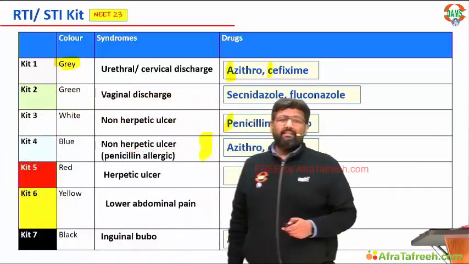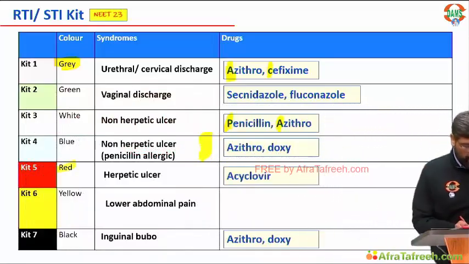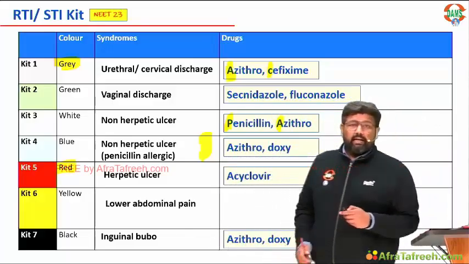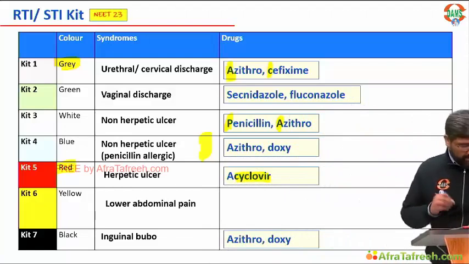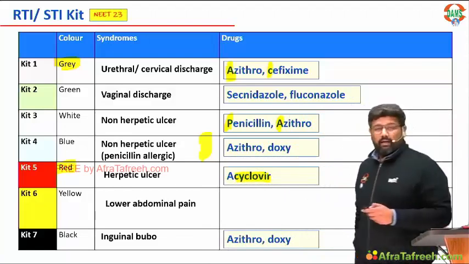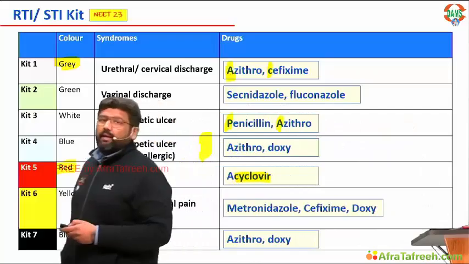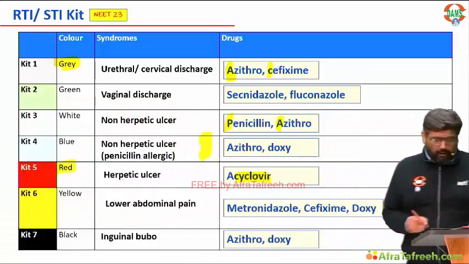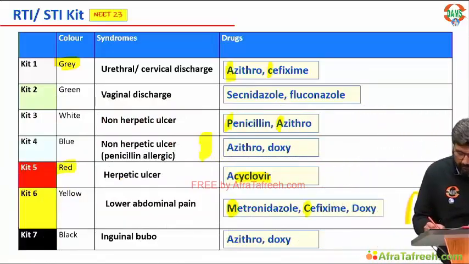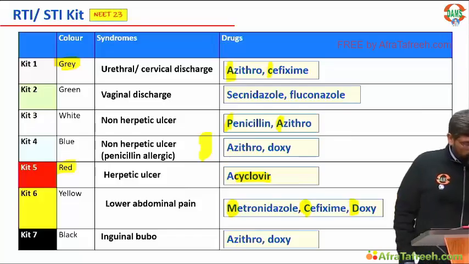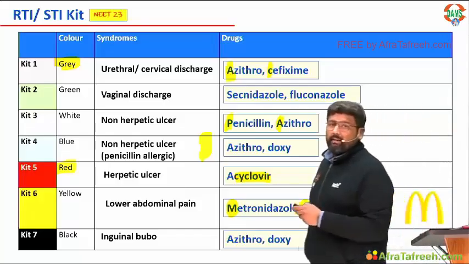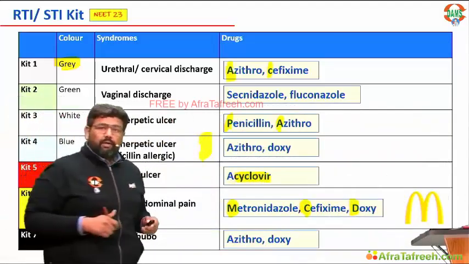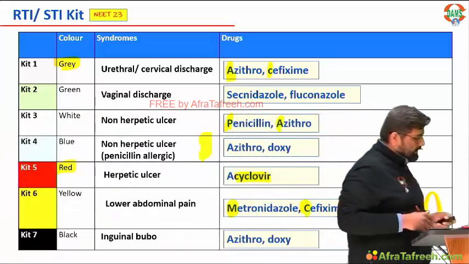Now, a red cycle. Acyclovir. A red cycle: acyclovir. And next, we have this logo. Which logo? For abdominal pain. MECD: metronidazole, cefixime and doxy.